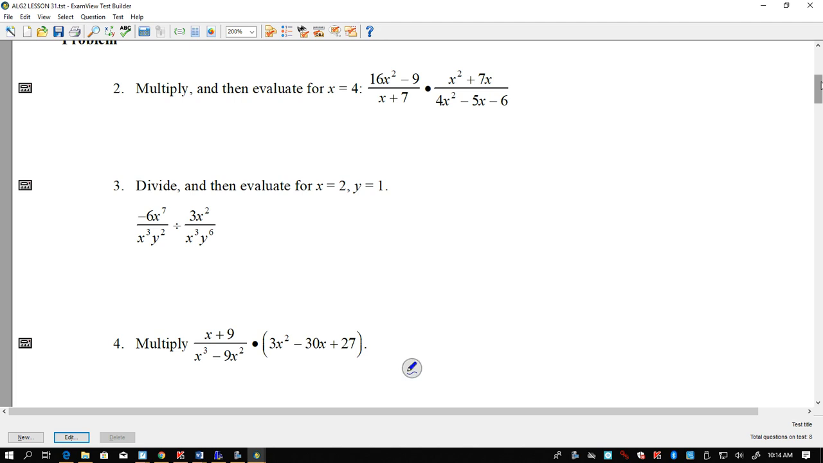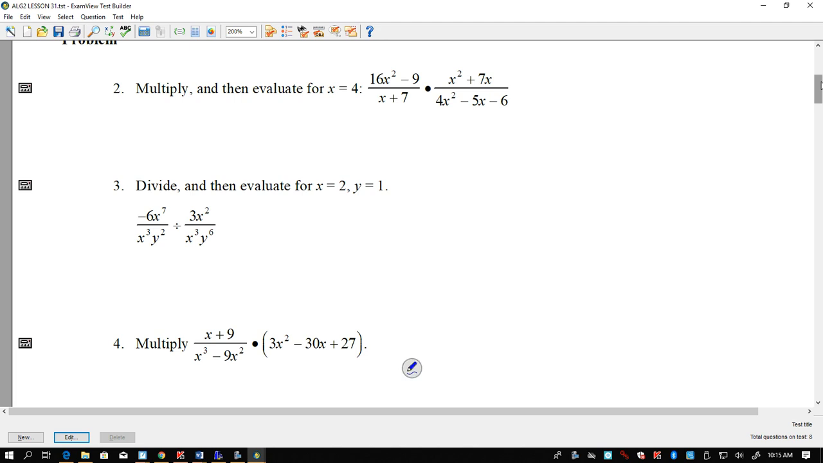Okay, so we have multiply and then evaluate for x equals 4. So we don't want to plug in 4 for x just yet. We want to go ahead and multiply it. So 16x squared minus 9. This is another one just like what we saw with the x squared minus 9, right? Because 16 is a perfect square and our 9 is a perfect square.